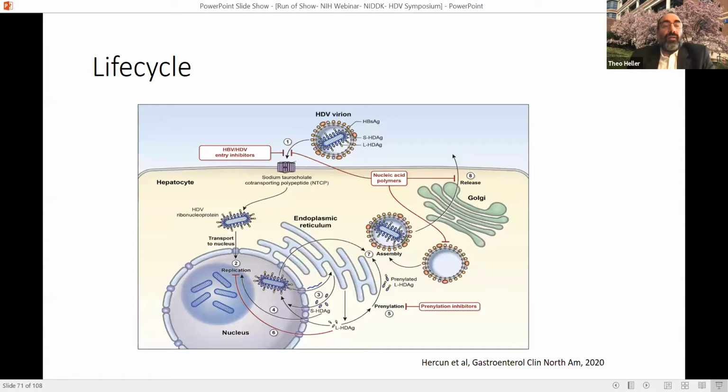Next slide, please. Let's go back to the life cycle. I'd like to point out 3 areas of interest. The first is step 1, that is entry. The second is nucleic acid polymers, and it's not clear where they work. And the third, prenylation inhibition, which Dr. Glenn has already spoken about. That relates to assembly. Next slide, please.